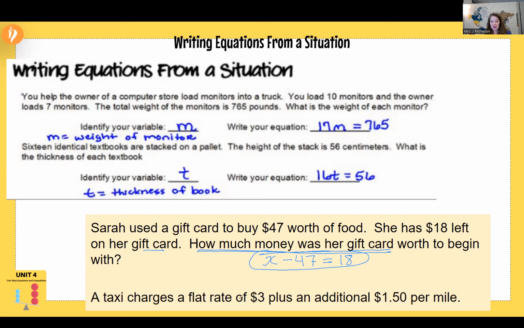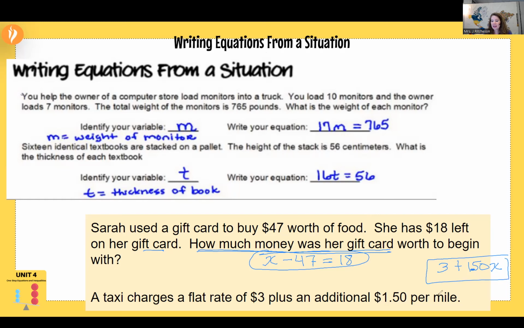A taxi charges a flat rate of $3 plus an additional $1.50 per mile. All right, so we don't know how much money was spent on the taxi. So this isn't an equation, it's going to be an expression, right? How much are we going to be charged? Well, we don't know the total, but we do know that they were going to charge us $3 just for getting in the taxi plus $1.50 per mile. We don't know how many miles this person is taking. So our x is going to be the number of miles. So 1.5 times x plus 3 is going to be our expression.